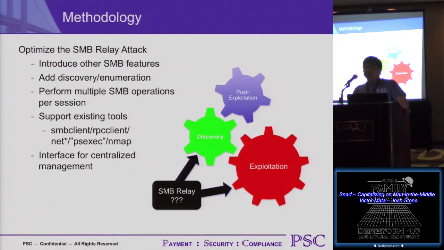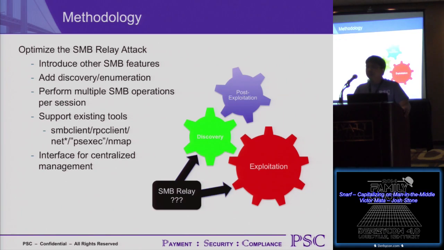So like I said before, we really wanted to optimize the SMB relay attack. Josh and I sat down and we created a shopping list, if you will, of all the features we wanted to implement and improve on the existing attack. How can we make this better? How can I make this attack so that it's more profitable to us? And we came up with several lists.